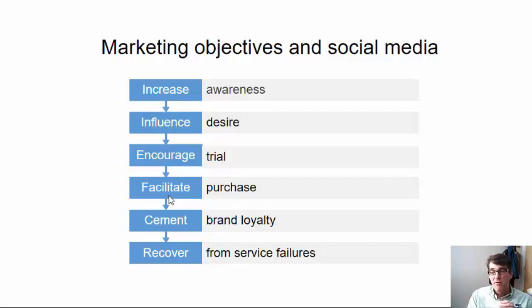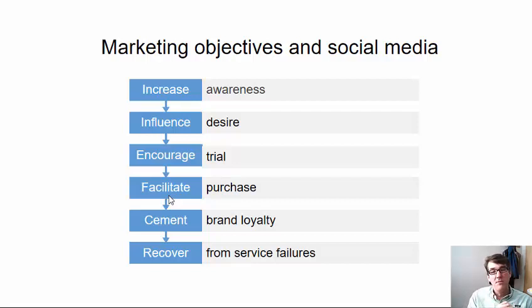And then we have recover from service failures. Hopefully this doesn't happen too often, but social media could be a way that if something is not working out the way you want it to, you could say, we're sorry, let me figure out a way that I could make it better from an organization's perspective. I was reading something about Marriott Hotels.